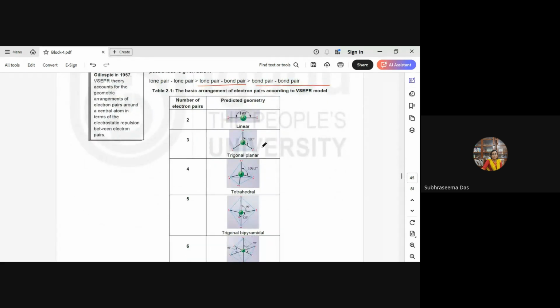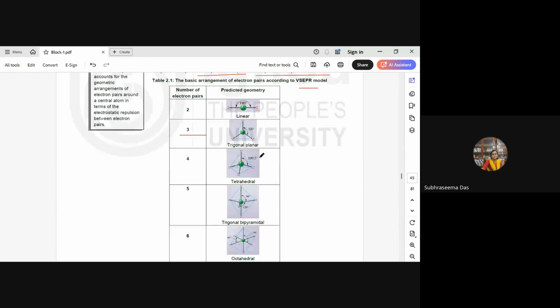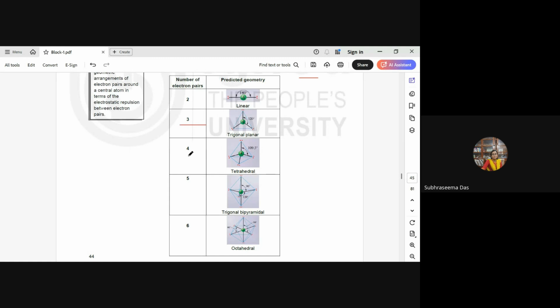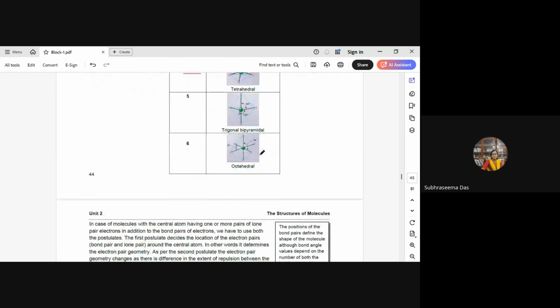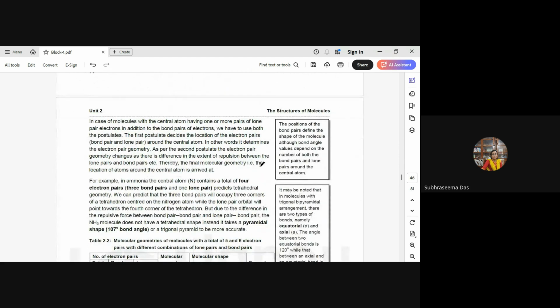Now here in table 1.1, we can see the basic arrangements of electron pairs in molecules according to the VSEPR model. If there are two electron pairs, then the predicted geometry is linear. If the number of electron pairs is 3, it is trigonal planar. If it is 4, then it is tetrahedral. If the total is 5, then the geometry is TBP, that is trigonal bipyramidal. And if the total is 6, then the geometry is octahedral in nature.